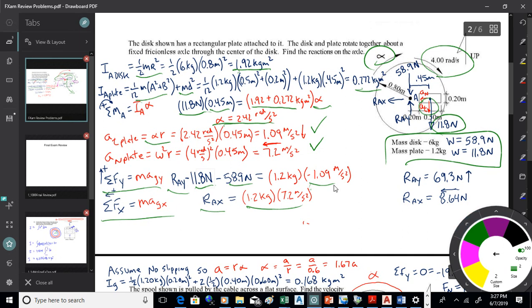So we're good with that? That's kind of a typical solution process for that. Find I, use I to get alpha. You might need to find omega, or it might be given to you. Once you got alpha and omega, you can find the accelerations. In this case, it's just the plate because the center of gravity of the disk is right at A, so you don't have to worry about that. It's just the plate you're dealing with. And then you go sum of Fx and sum of Fy. And that's basically it.